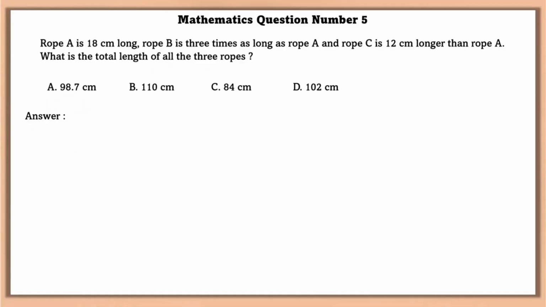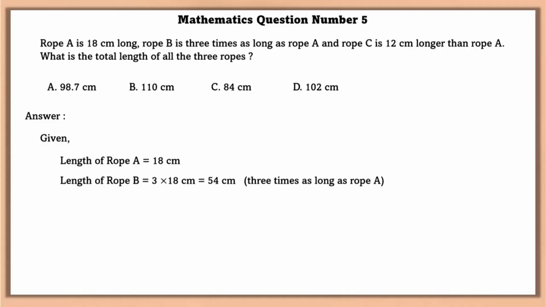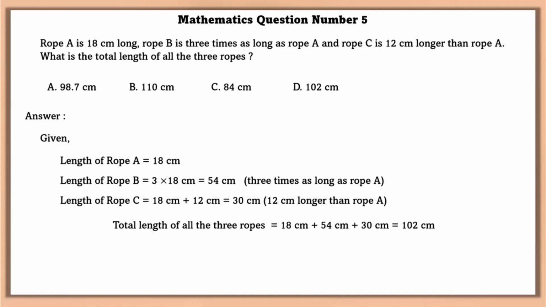Mathematics question number 5. Rope A is 18 cm long. Rope B is 3 times as long as rope A and rope C is 12 cm longer than rope A. What is the total length of all the 3 ropes? Given length of rope A is equal to 18 centimeters. Length of rope B is equal to 3 into 18 centimeters, that is 54 centimeters. Then length of rope C is equal to 18 centimeters plus 12 centimeters, that is 30 centimeters. So total length of all 3 ropes is equal to rope A plus rope B plus rope C, that is 102 centimeters.